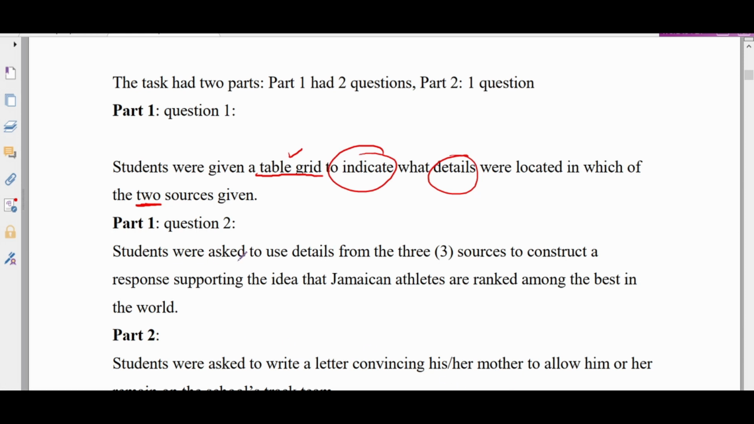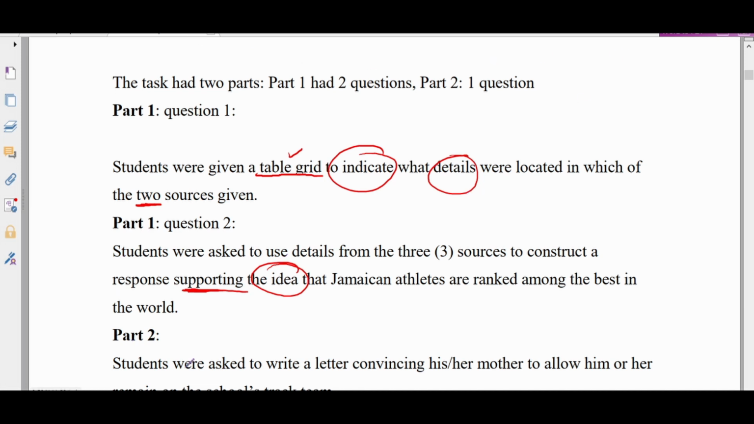Okay, so students now were asked to use details from the three sources to construct a response supporting the idea that Jamaican athletes are ranked among the best in the world. So you're going to have to now look for some supporting idea based on the information that is presented.